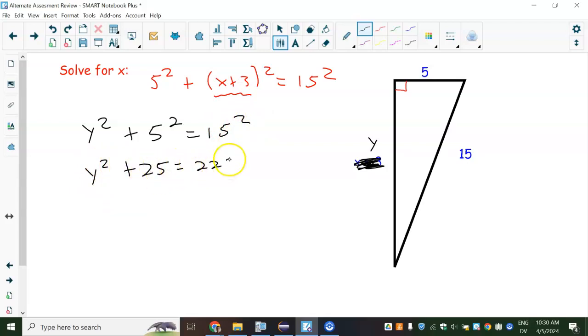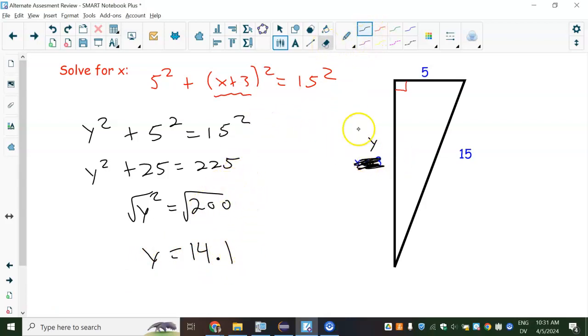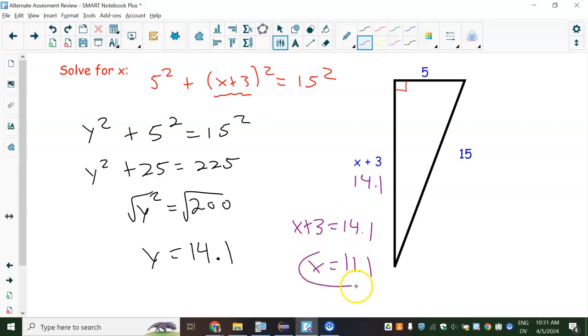This is 225, and then minus the 25 from both sides, 200, and then square root of this, and I don't have any idea what that is. Okay, so according to my calculator, it's 14.1. So all this means is this side over here, this side, I'm going to erase it now, this side has to be 14.1. Okay, and so basically now we can find x, because x plus 3 needs to equal that 14.1, and then just minus the 3 from both sides, and you get 11.1.